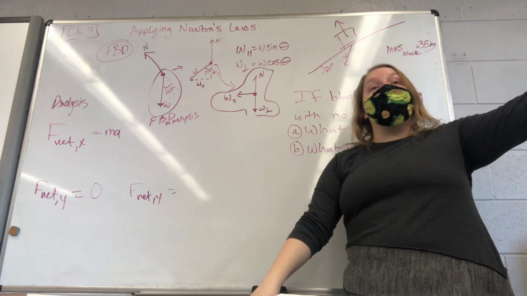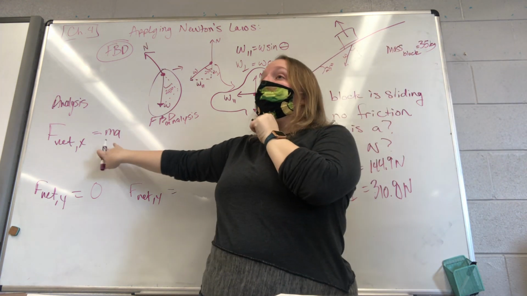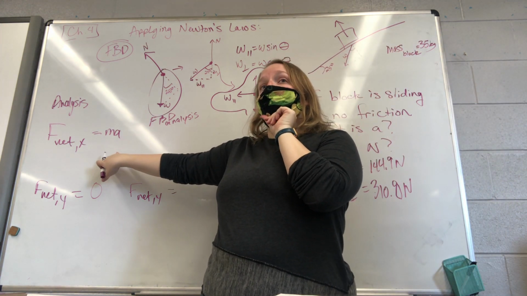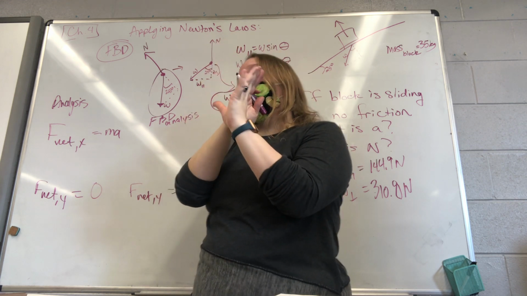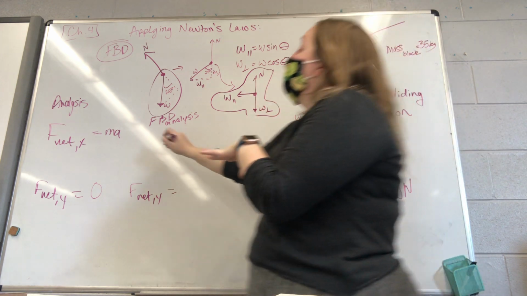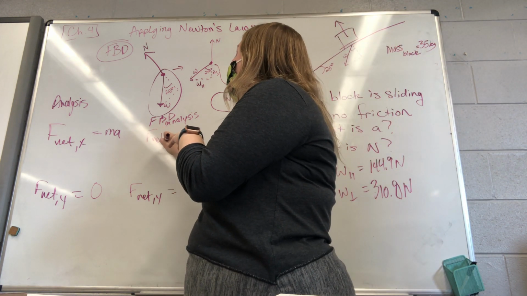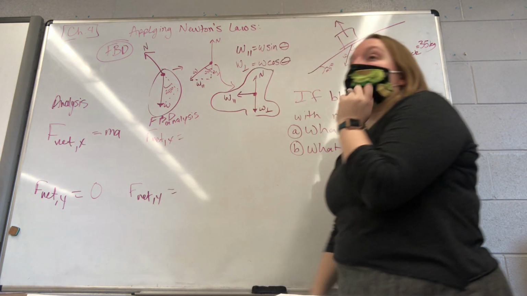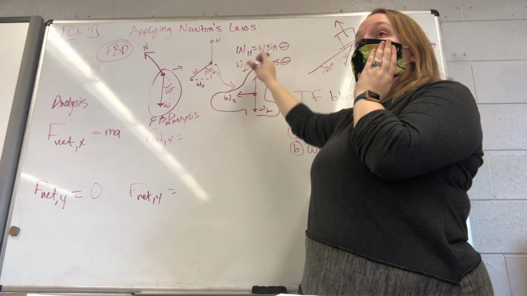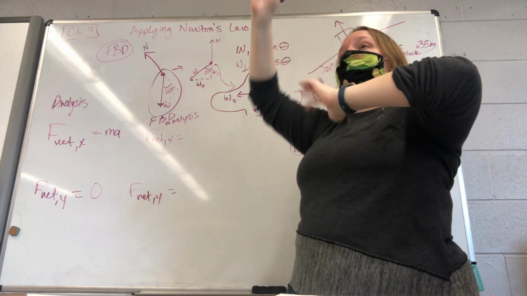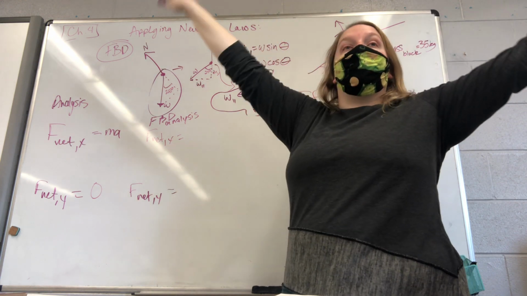Since it's moving to the left, is it possible that a should be negative? Yes, because of the way we define negative and positive in our situations. Okay, well then what is F net x going to equal, just using forces on the diagram? This is what we're doing. Remember that up is positive, down is negative, left is negative, right is positive.